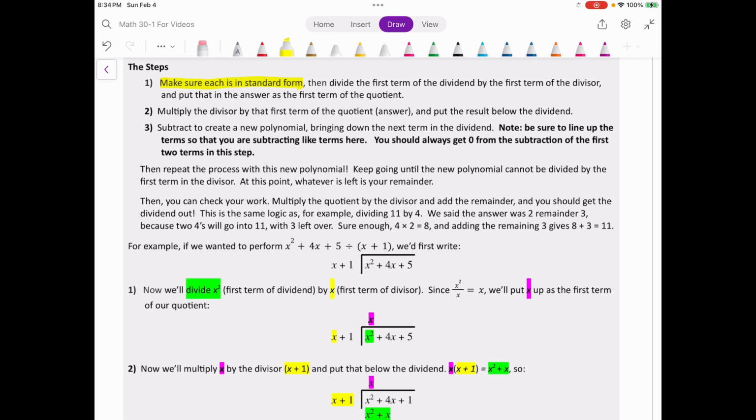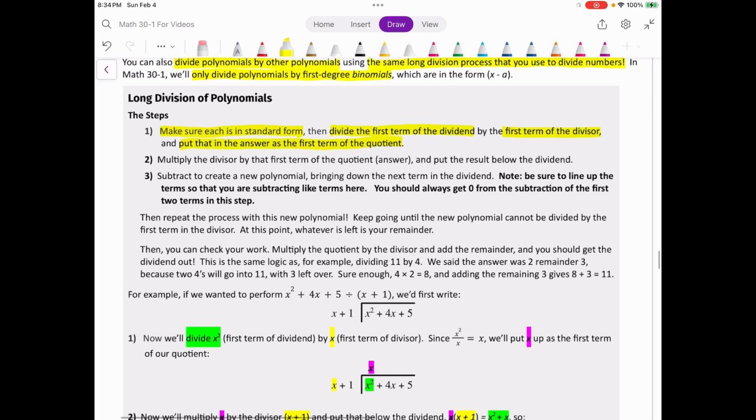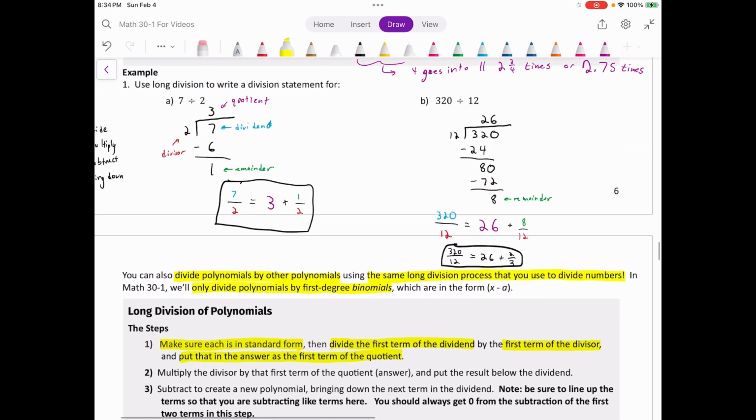Then all we do is divide the first term of the dividend by the first term of the divisor. That's kind of the nice thing here. You're just going to use the first term of the divisor in each step, okay? And then whatever you get, that is part of your answer, part of your quotient. It's the first term of the quotient. Our quotient will be a polynomial itself, so it will probably have more than one term, okay? But that will be our first term. Notice, very similar to what we were just doing, right? Divide and put whatever you get up as the quotient.